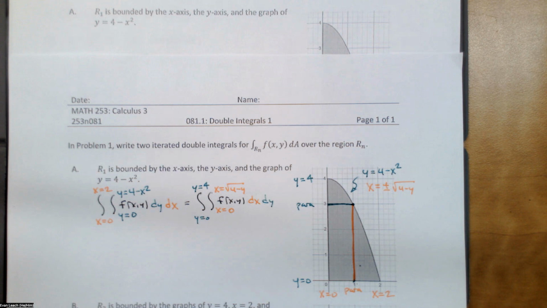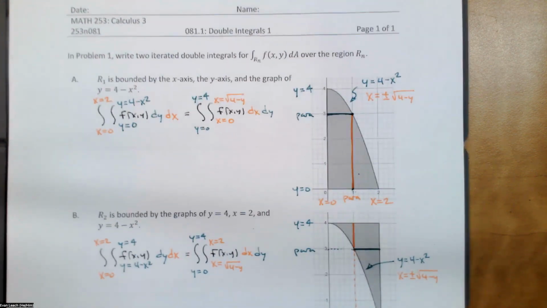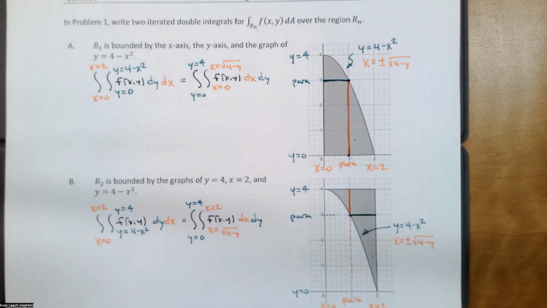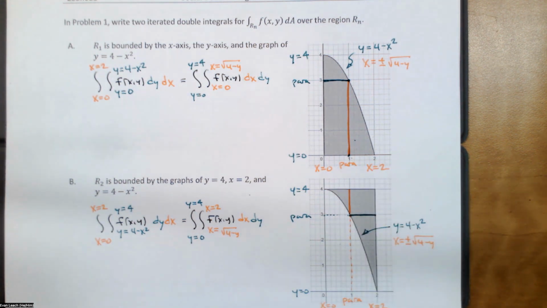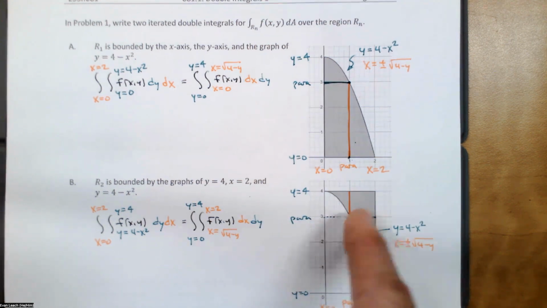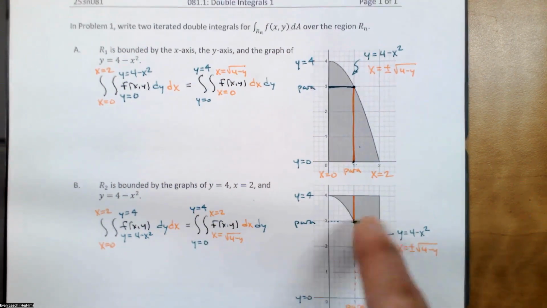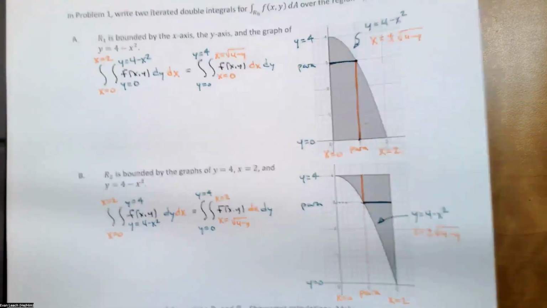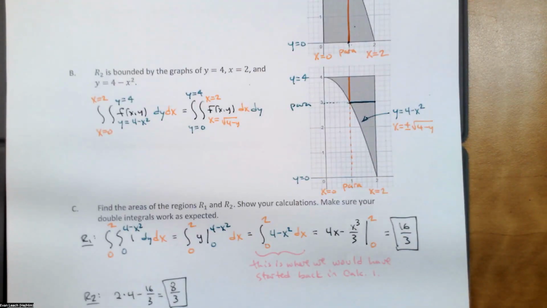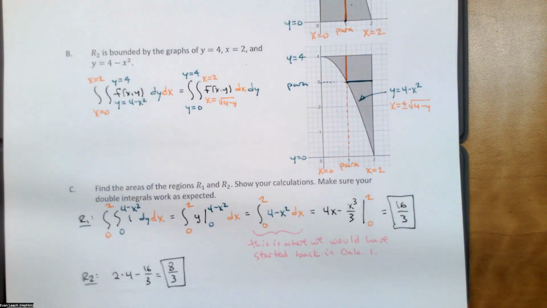On the other region, I just had the top version of that. If I go 0 to 2, I go from the parabola up to 4. So that one is parabola to 4. And then the other direction, 0 to 4, parabola to 2. The area of region R1 is 16 over 3, and R2 is 8 over 3. So we're just taking the region and dividing it into 1/3 and 2/3.